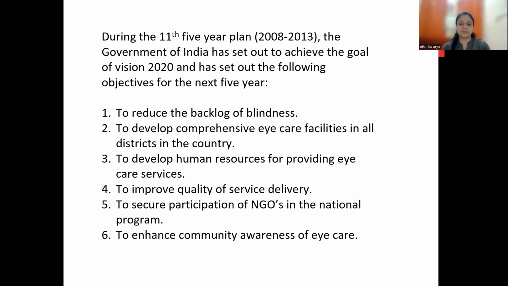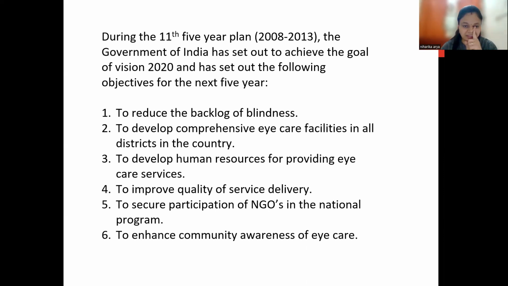So these are the plans and objectives to be achieved under Vision 2020 for the next 5 years. What are these? First, to reduce the backlog of blindness. Second, to develop comprehensive eye care facilities in all the districts in the country. Third, to develop human resources for providing eye care services. Fourth, to improve quality of service delivery. And to secure participation of the NGOs in the national program and to enhance community awareness of eye care. Okay, so this is important.